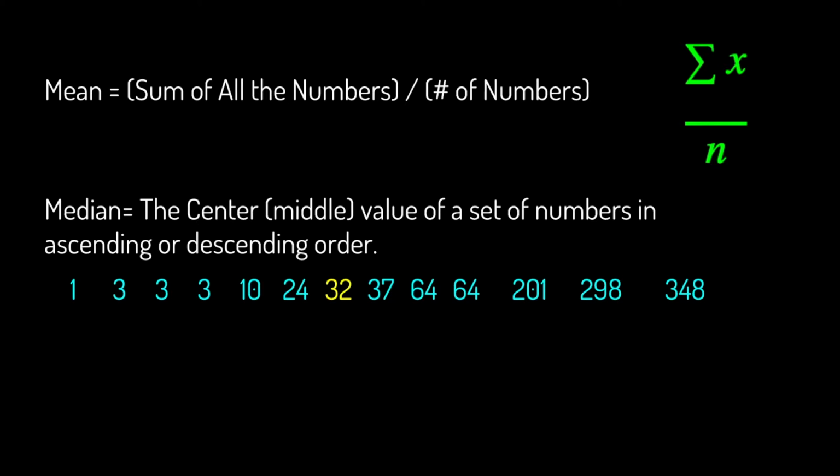When we have an odd number of numbers, then simply it's the value that's in the middle of the set that is the median, like the 32 right here. Out of the 13 numbers, 32 is the seventh, the middle variable. That therefore is the median in this set.